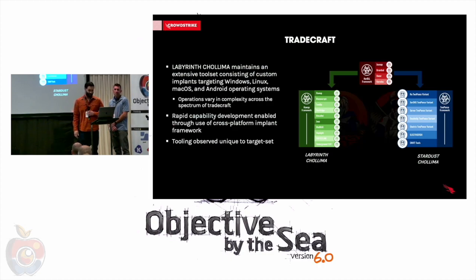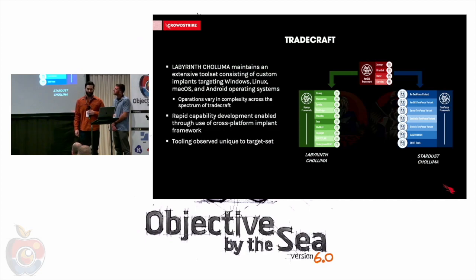Labyrinth CHOLLIMA maintains a pretty extensive tool set, a list of malware families that is a Jira page long, basically, spanning Windows, Linux, Mac OS, and Android. They're known for their ability to develop new capabilities, new malware families very rapidly, in large part because of the use of a malware framework that spans all, or at least Windows, Linux, and Mac OS. That malware framework is called the HOBUP framework.